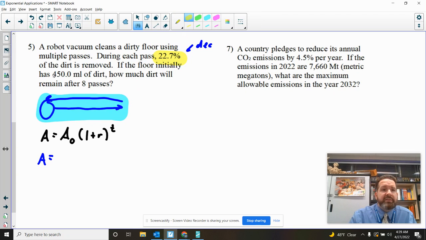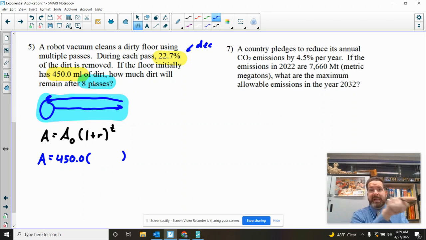The floor initially had 450 milliliters. How much is left after the 8 passes? Okay, let's fill some things in. So starting amount, that's that 450 milliliters. The multiplier, we'll figure out here in just a moment. And the time measurement here is the number of passes. So that would be 8 passes up top.